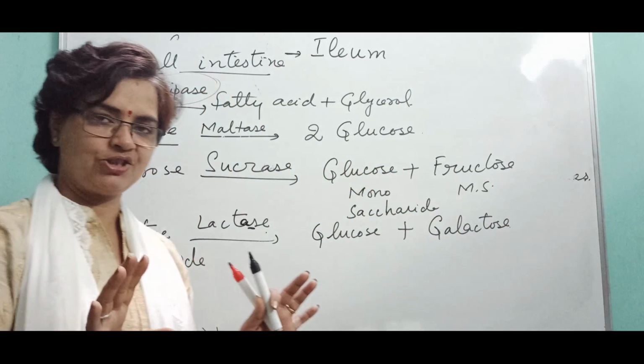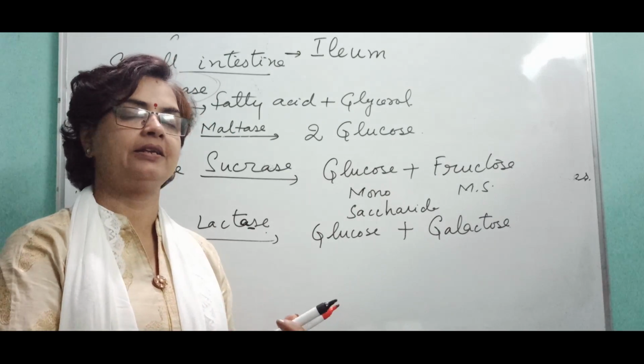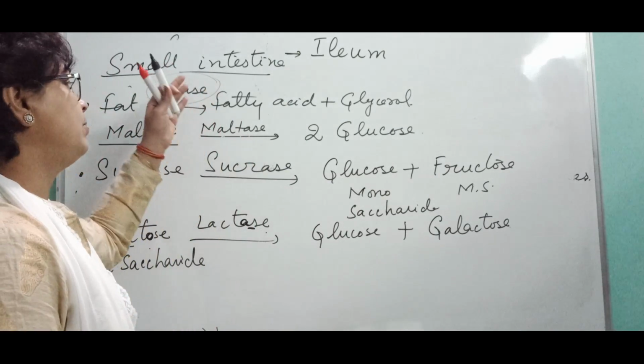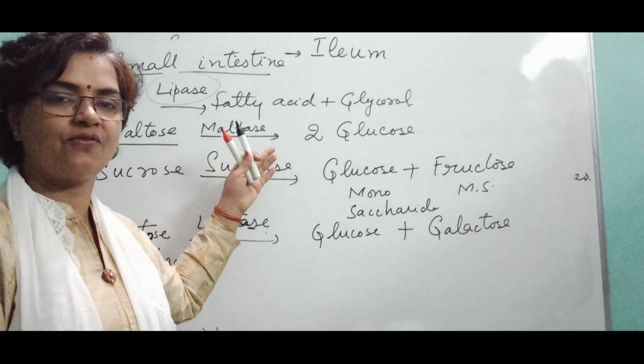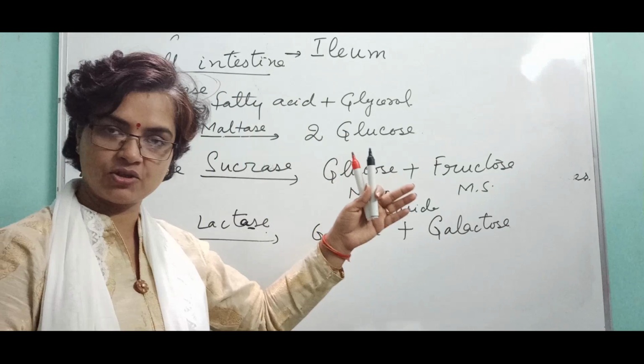So the complete digestion of the polysaccharide is over here. Starch is converted to disaccharide, then to monosaccharide. The complete digestion of the fat is also here. The whole fat that we have eaten is ultimately converted to fatty acid and glycerol.